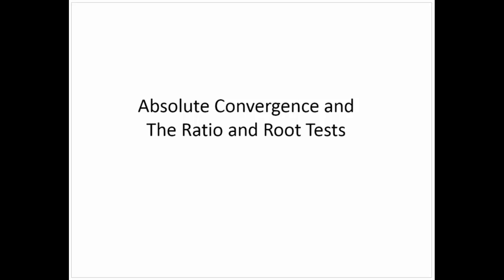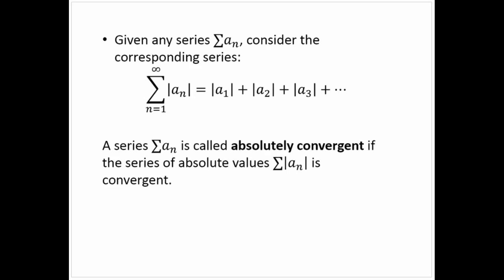Absolute convergence and the ratio and root tests. So if we're given any series, sigma a sub n, let's consider the corresponding series, sigma n equals 1 to infinity, of the absolute value of a sub n. And so that would be absolute a sub 1 plus absolute a sub 2 plus absolute a sub 3, etc. A series, sigma a sub n, is called absolutely convergent if the series of absolute values, sigma absolute a sub n, is convergent. Let's consider some examples.